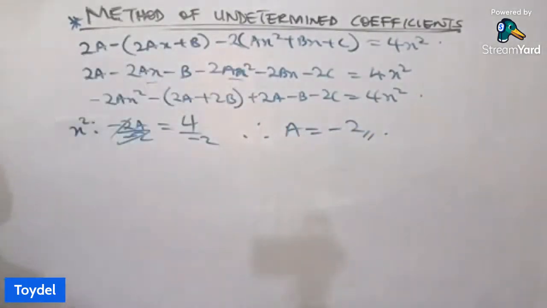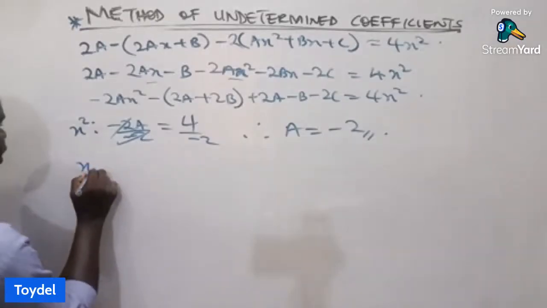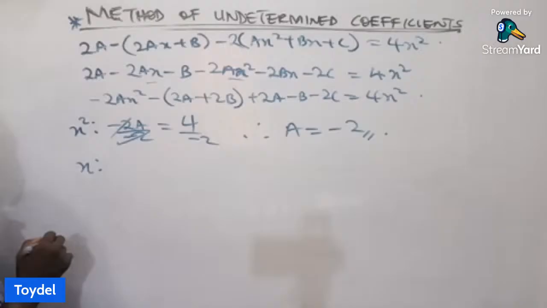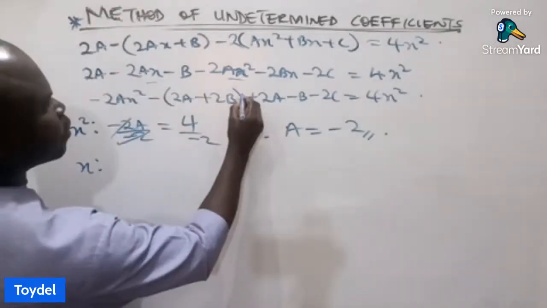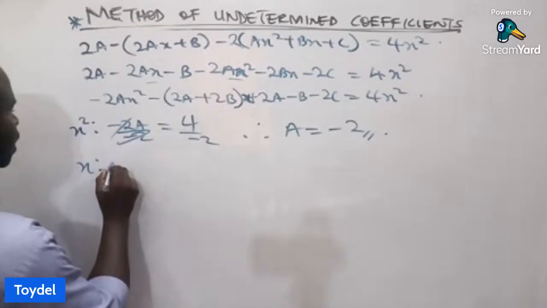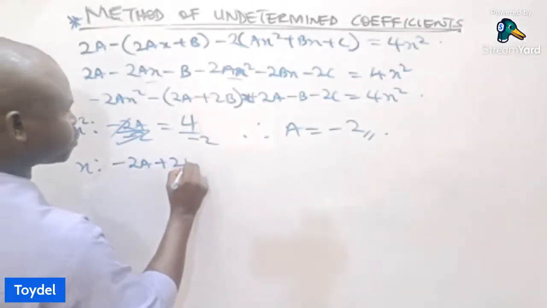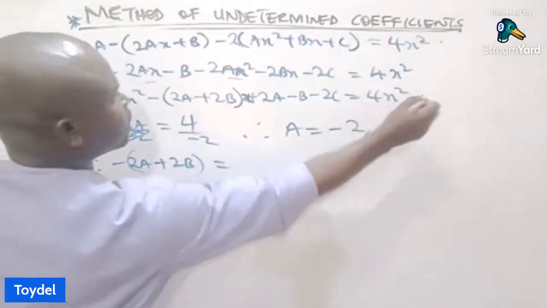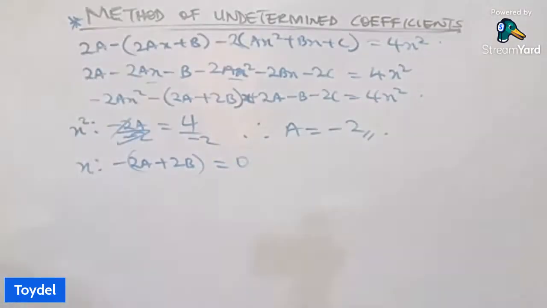I've gotten the value of a. Then I'll go to x. What's the coefficient of x here? That will be minus 2a plus 2b is equal to, what's the coefficient of x at the right hand side? It is 0.